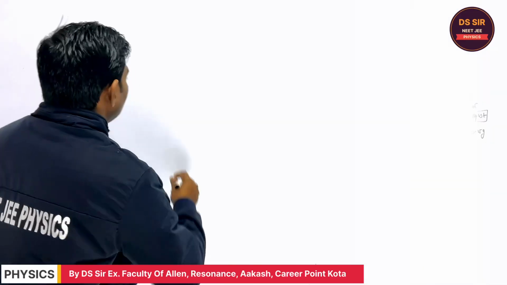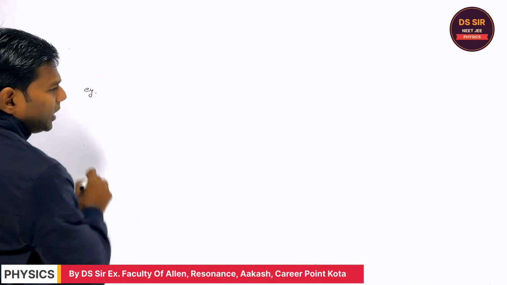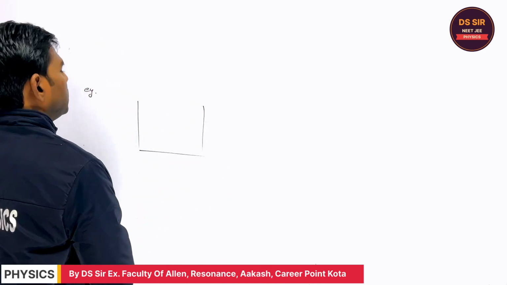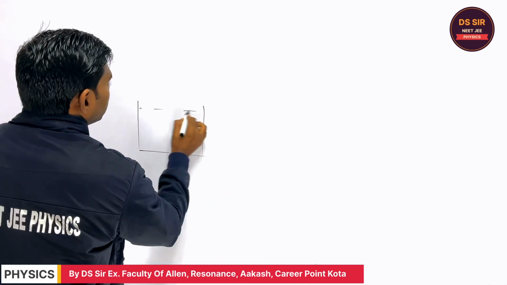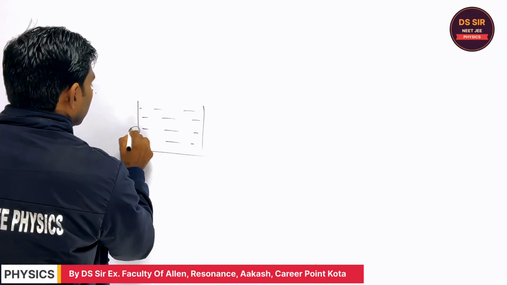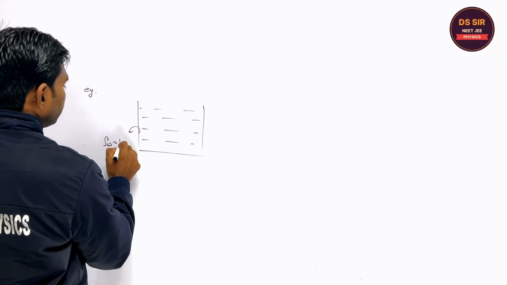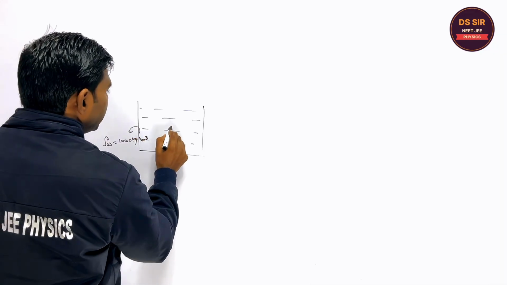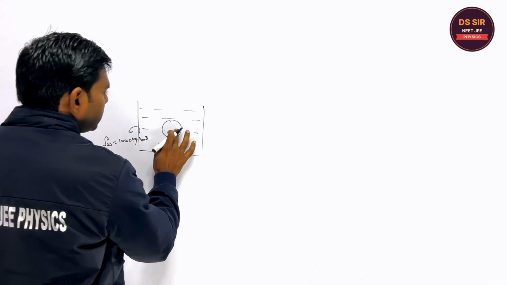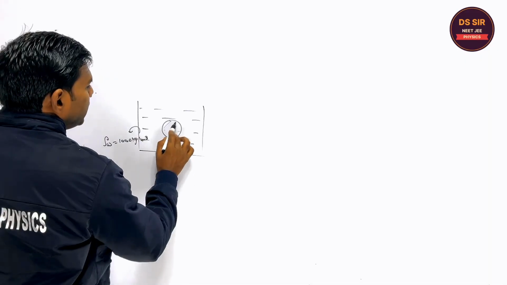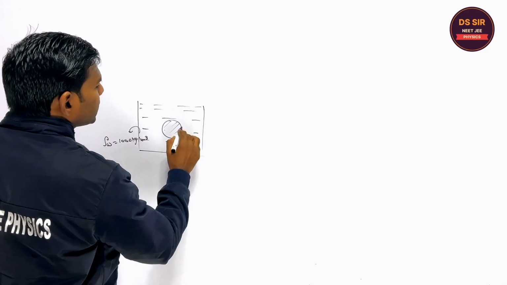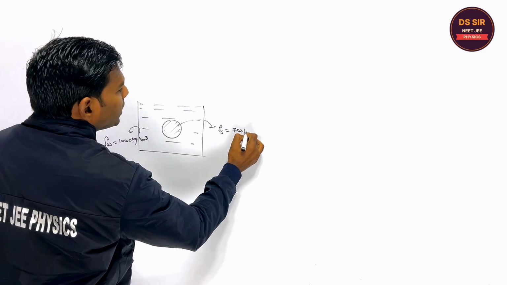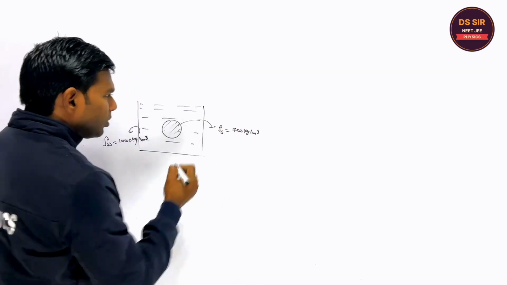Copy this. One more question I am giving you. Suppose this is the liquid, water, with density 1000 kg per meter cube. And there is a spherical body whose density is less, 700 kg per meter cube. Is it clear or not?